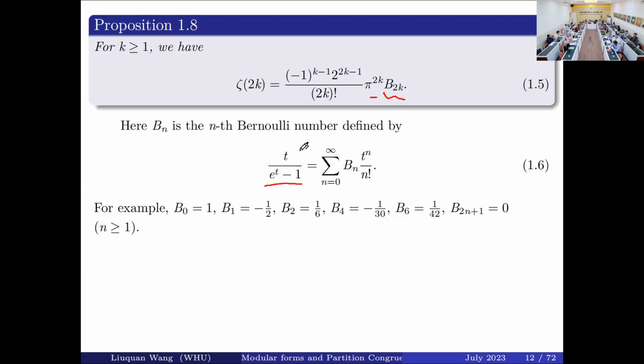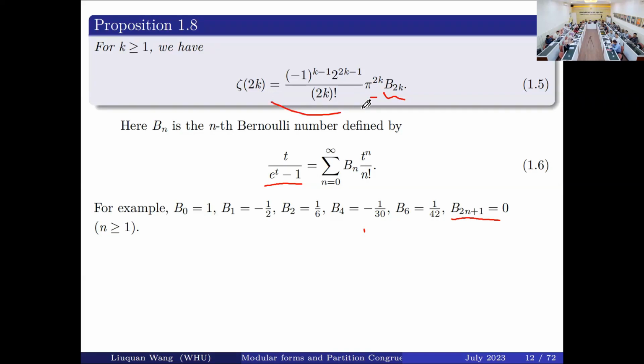By some simple calculations, we can find some initial values for the sequence Bn. For example, B0 equals 1, B1 equals negative 1 over 2, B2 equals 1 over 6, etc. So actually, we have a simple result such as B sub 2n plus 1 equals 0 for n greater than or equal to 1. Okay, these are the Bernoulli numbers, and they appear in the value of zeta of 2k.